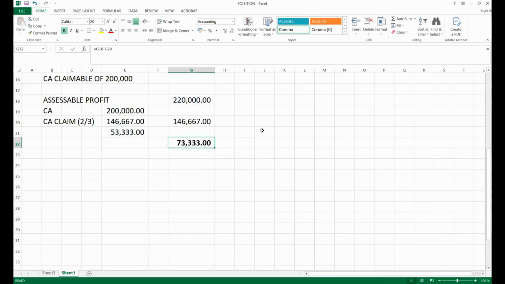On a normal day, assuming we did not restrict this amount, if we were able to remove the entire 200,000, the amount subject to tax would only be 20,000 naira. But because the government needs that tax, this restriction is introduced. So capital allowance is restricted to 66 2/3 of accessible profit.